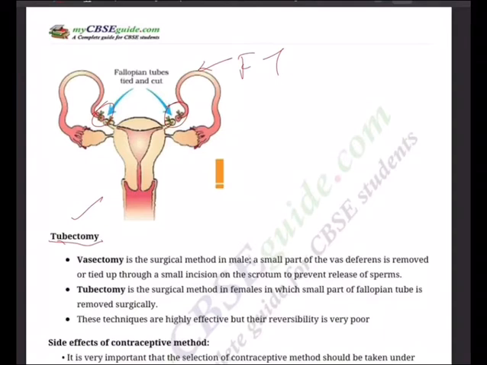Reversibility is very poor. As I said yesterday, due to some unfortunate incidents, a couple having only one child undergoes both vasectomy and tubectomy. Then the problem is, if something happens to that single child, they have to have it reversed. The vasectomy is to be reversed, tubectomy is to be reversed, but the success rate is very poor. That is the problem. These techniques are highly effective, but the reversibility is very poor.